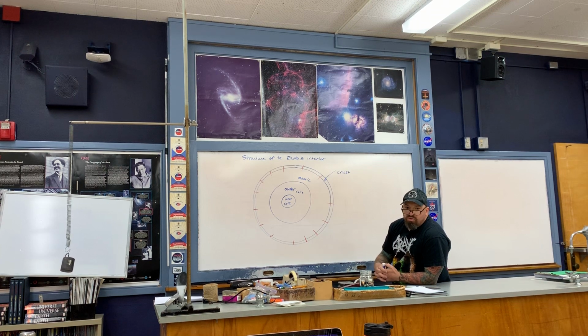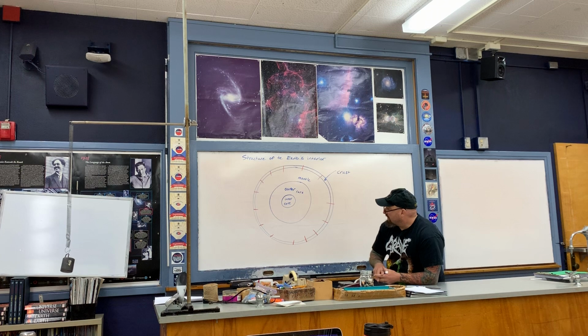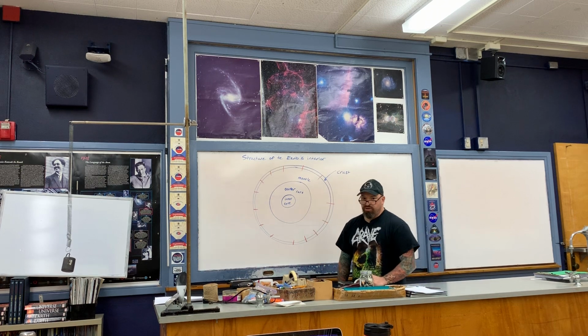The outer core, however, is a liquid layer, and the inner core is a solid. So how could the inner core, which is basically made of the same materials as the outer core, be a solid if it's hotter than the outer core? Well, it's under an extreme amount of pressure.